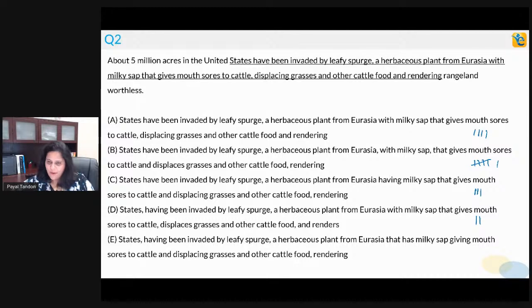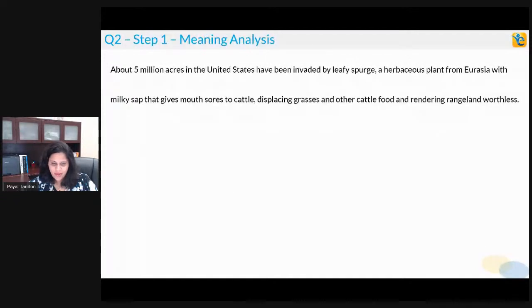Okay, I'm going to start now. I won't tell what the correct answer is, okay? But I'm going to solve this question by using the 3-step process, okay? About 5 million acres in the United States have been invaded by leafy spurge.